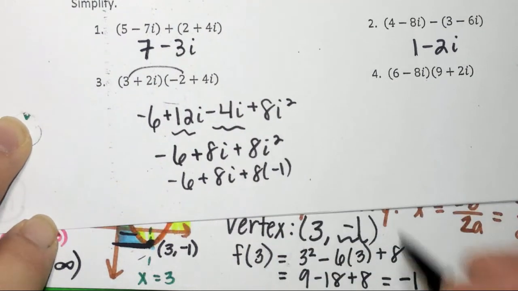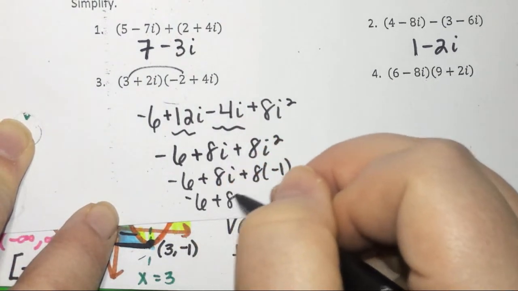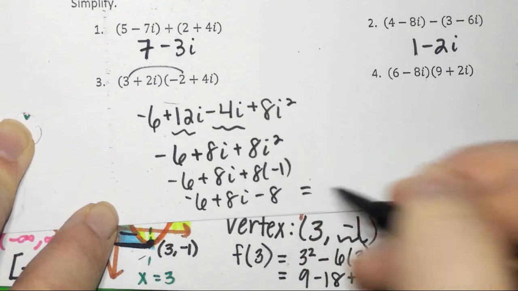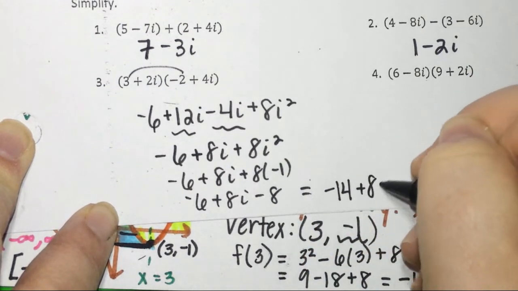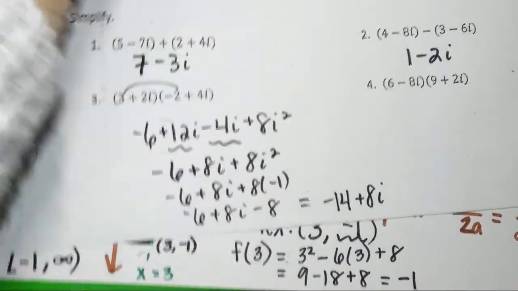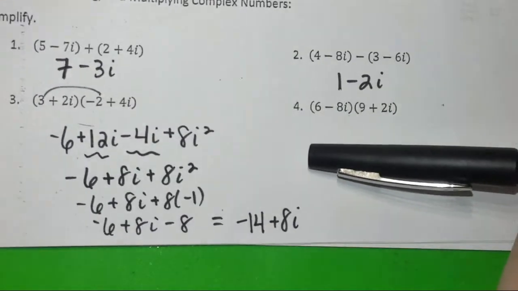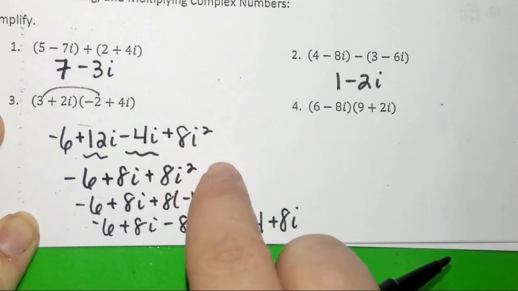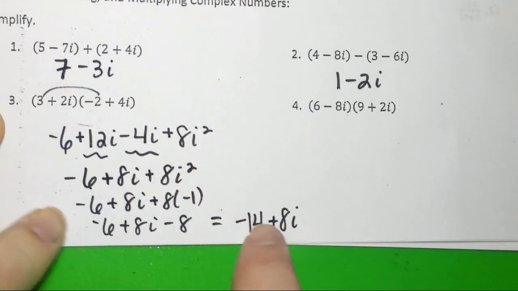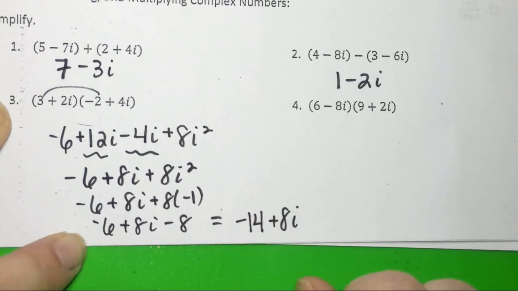So I actually have negative 6 plus 8i minus 8. So my final answer is really negative 14 plus 8i. So the only cool thing that happens is, I mean, everything's normal in that we combine our two middle terms. But since this is i squared and we know i squared is negative 1, our answer ends up being a less complicated thing. So the same thing's going to happen on number 4.